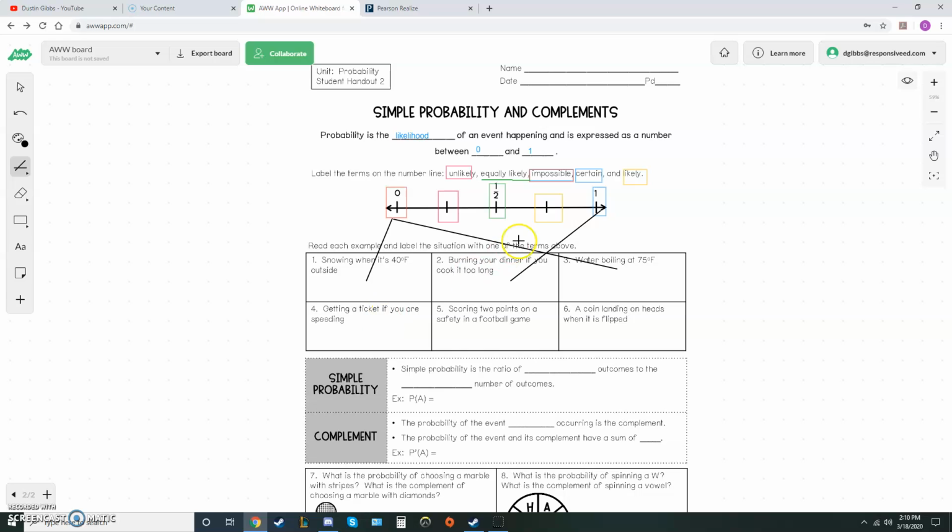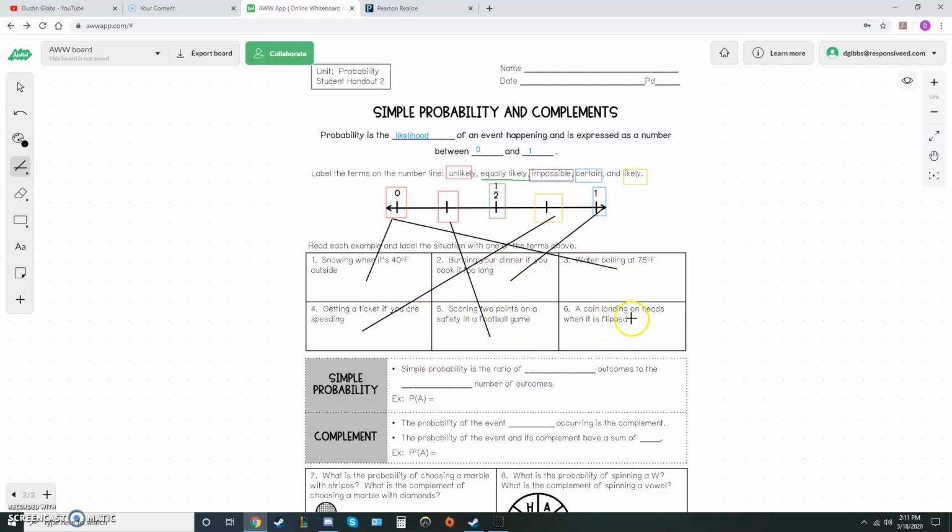Getting a ticket if you're speeding, likely. You might get caught, and if you do, you'll get a ticket, but you also just might not get caught. So it's only likely. Scoring 2 points on a safety in a football game. I would say that's unlikely, because if you know anything about football, safeties don't happen often, but safeties still do happen in football. There's plenty of games where people score points as a safety.